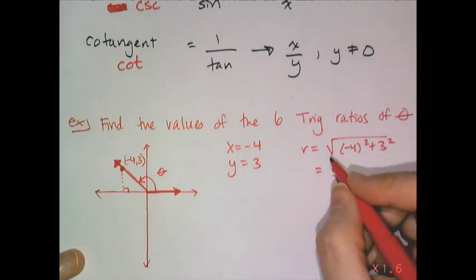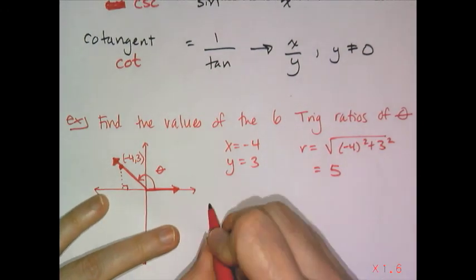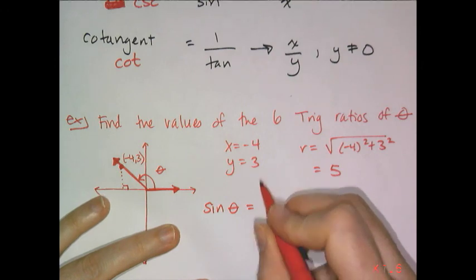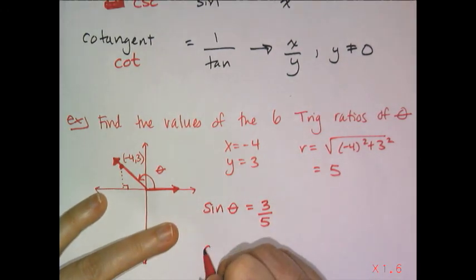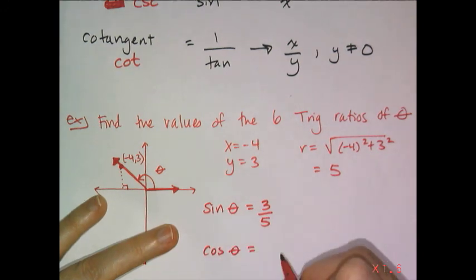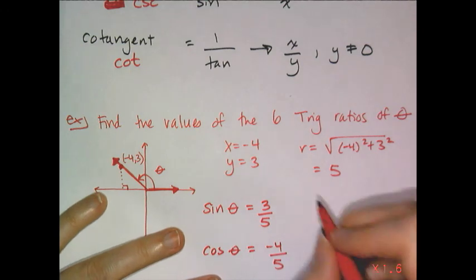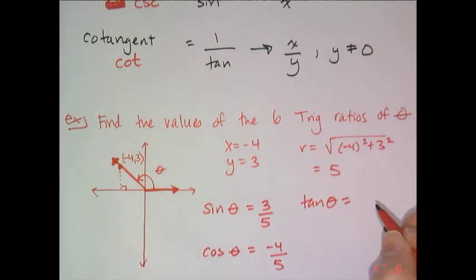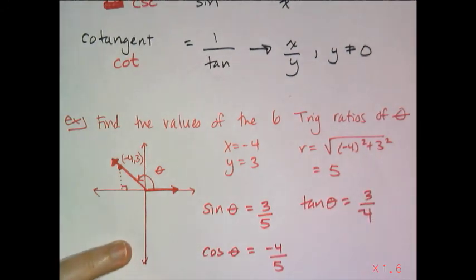So now I have an r value, an x value, and a y value, and I can find my 6 trig values. Sine of theta is, remember, the y value over the radius, which is 3 over 5. The cosine is the x value over the radius, which is -4 over 5. My tangent value is the y value over the x value, so it's 3 over -4.